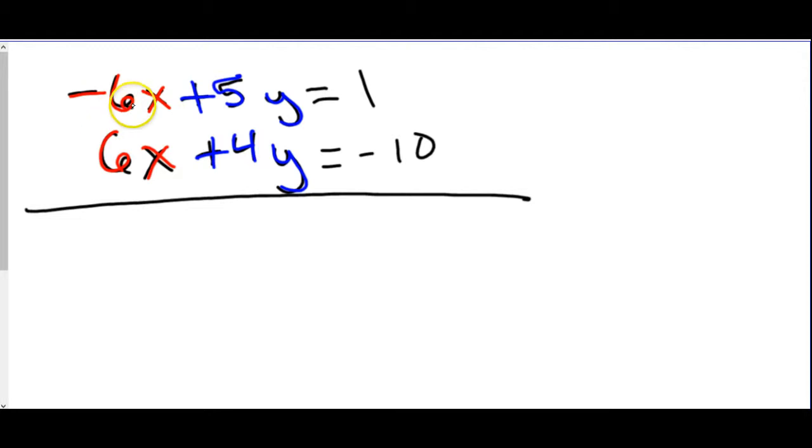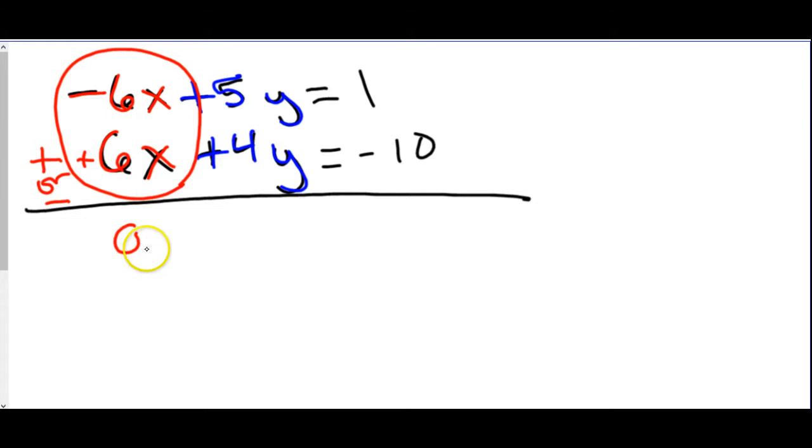So looking at these two, the x's both have the number 6. So they have the same number. The y's had a 5 and a 4, so that's not helpful for us, but we only need one to match. So we're going to focus on the negative 6x and the positive 6x. When we combine these, we want them to become a 0, because that means they'll cancel out. So I have to decide if adding them together would give me 0, or if subtracting them would give me 0. So I have to decide if negative 6 plus 6 is 0, or if negative 6 minus 6 is 0.